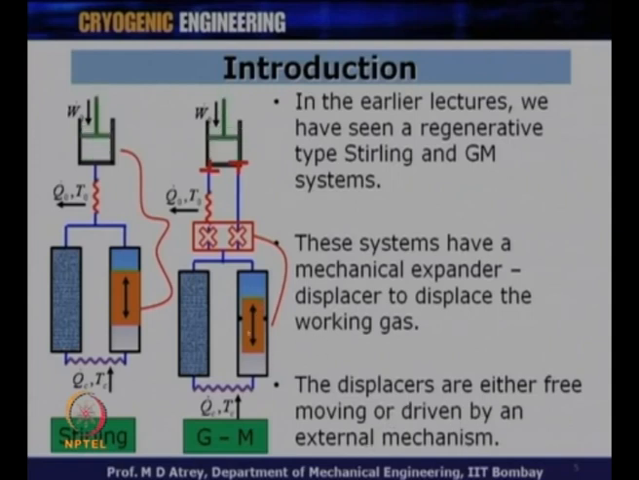So, in order to drive this piston or displacer, we may have to have a different driving mechanism for driving this displacer up and down, or sometimes it could be a free displacer which moves because of the pressure drop across the displacer. There could be a small pressure drop across the displacer, the gas across the displacer, and because of which the piston moves up and down.